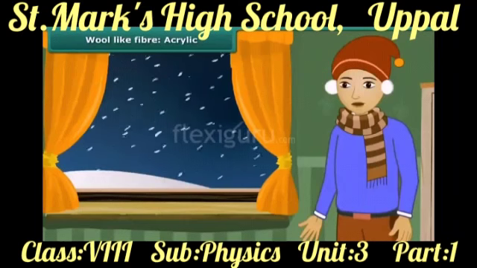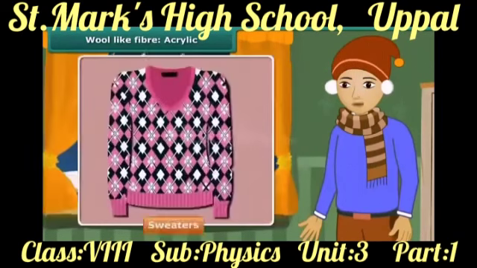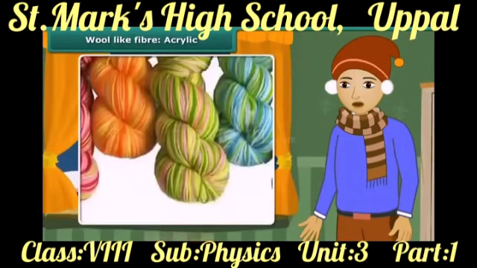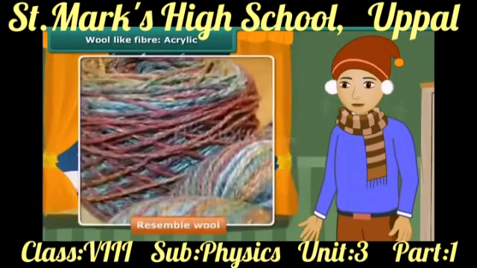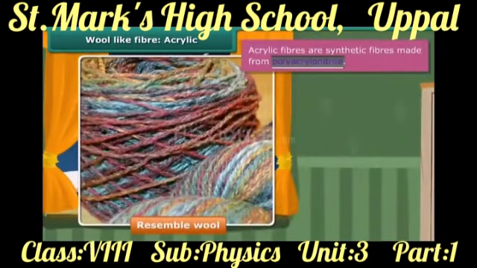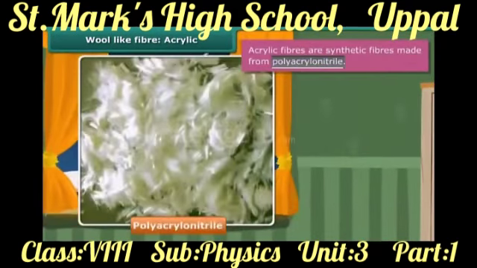To protect us against cold winters, we wear sweaters and shawls and use blankets. Do you know that many of these are actually not made from natural wool, though they appear to resemble wool? You would be wondering how these are prepared then. Well, these are prepared from acrylic fibers. These are synthetic fibers made from polyacrylonitrile. Acrylic is lightweight, soft, and warm, with a wool-like feel.